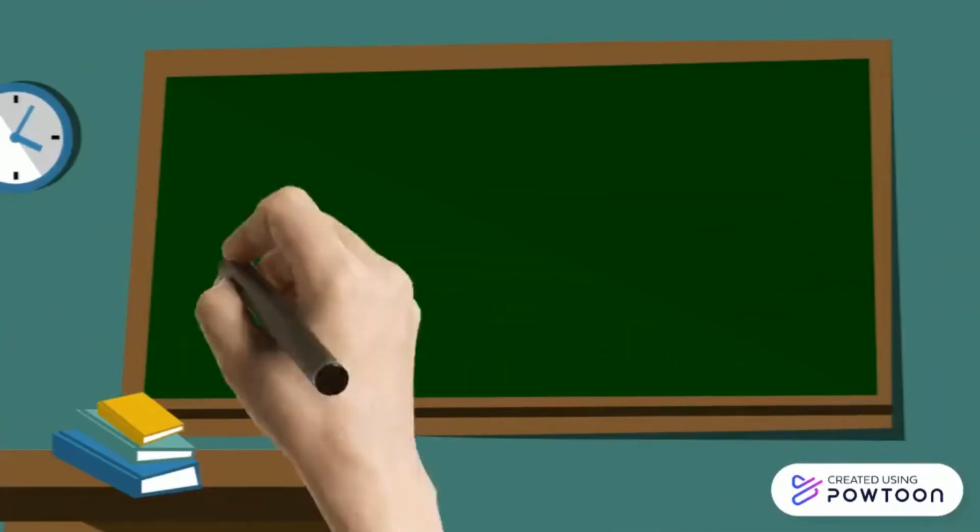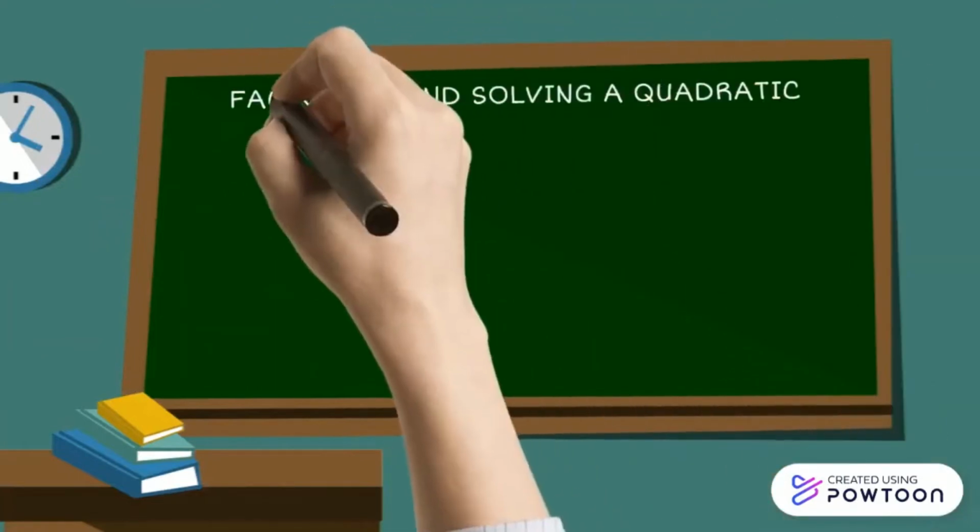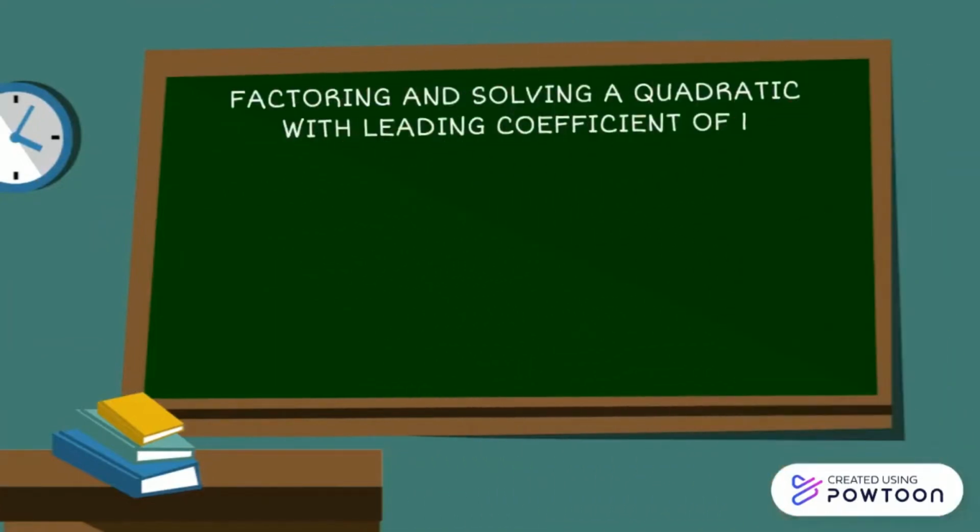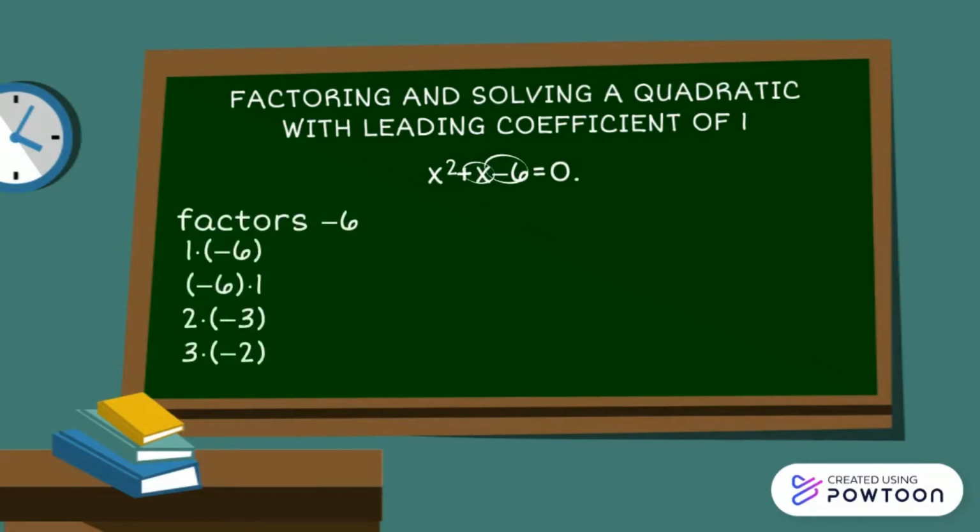First example, factoring and solving a quadratic with a leading coefficient of 1. Factor and solve the equation x squared plus x minus 6 equals 0. To factor it, we look for two numbers whose product equals negative 6 and whose sum equals 1. Begin by looking at the possible factors of negative 6. The last pair, 3 times negative 2, sums to 1. So these are the numbers. Note that only one pair of numbers will work. Then write the factors: x minus 2 times x plus 3 equals 0.